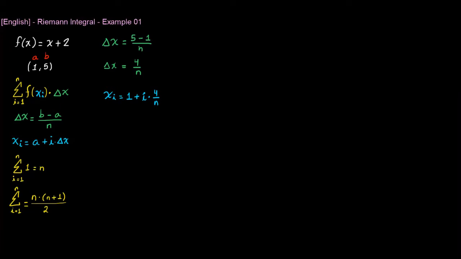So now let's get to the actual problem. I'm going to start over here. So this is the summation from i equal to 1 until n of f. Now f will be in terms of x of i. So I'm going to use the same color. It will be here 1 plus i times 4 over n, times the delta x. So delta x is already 4 over n, so I'm going to use 4 over n.